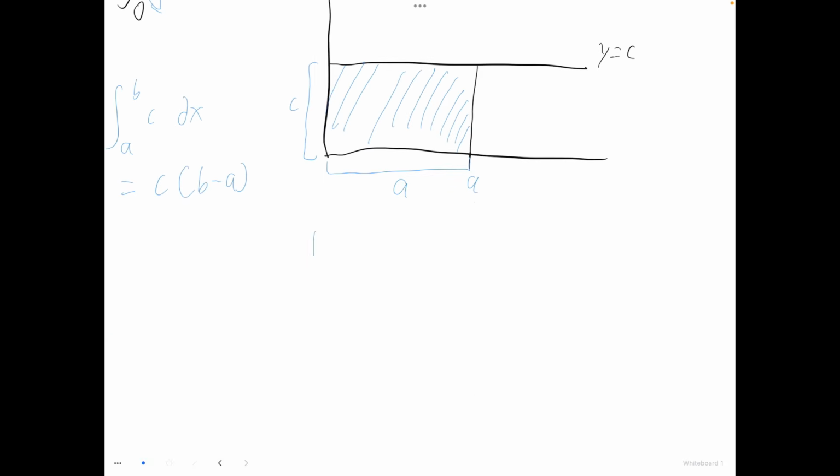In the picture, we'd have something like the following. This is a, this is b, and this is c. And so we'd just be finding the area of this rectangle, which is going to be c times b minus a. And so that is how we can use areas to help us compute integrals.